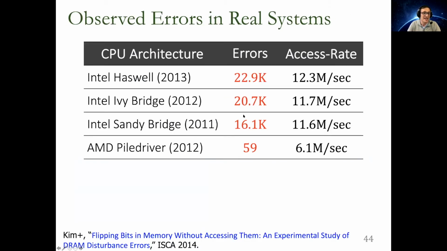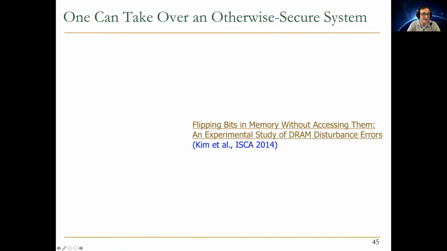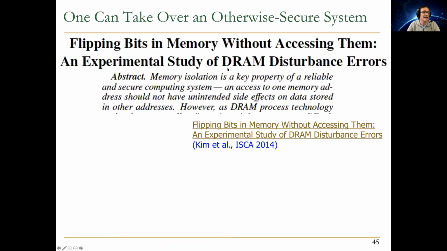Okay, so basically, these are the errors we observed at the time we wrote the paper. Intel and AMD systems are both vulnerable, as you can see. I'm not going to go through the details. You can read the paper. And as I mentioned yesterday, this should not happen. If this is happening, someone can hijack your system, because an access to one memory address now has unintended side effects on data stored in other addresses, and someone can actually use these unintended side effects for their benefit, so that they can gain access to your system.